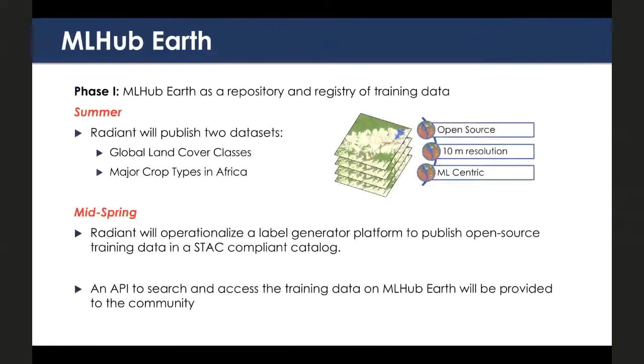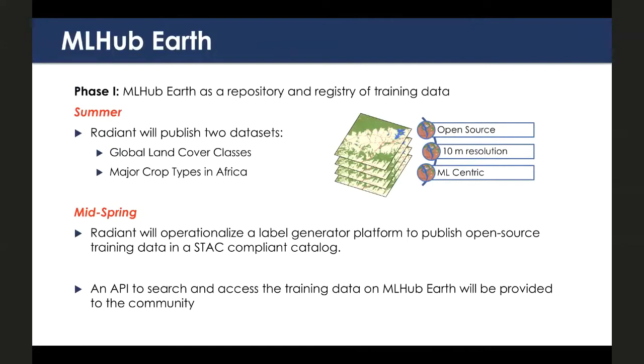In phase one, later in the summer this year, we will publish 2 training data sets on MLHub. One is on global land cover classes, and the other is on major crop types in Africa. Both of these will be based on Sentinel-2 data at 10 meter spatial resolution, open source data, and in a very ML-centric way, meaning that we will generate image chips with layers of labels that can easily be read into a machine learning algorithm.